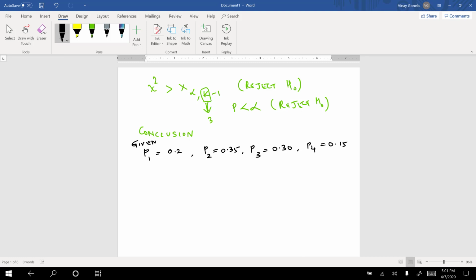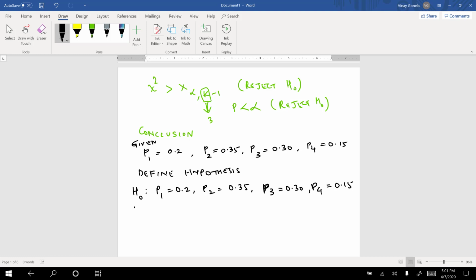In hypothesis testing, the first step is to define your hypothesis. So our H null would be P1 is equal to 0.2, P2 is equal to 0.35, P3 is equal to 0.30, and P4 is equal to 0.15. And then the alternative would be that at least one probability is different.